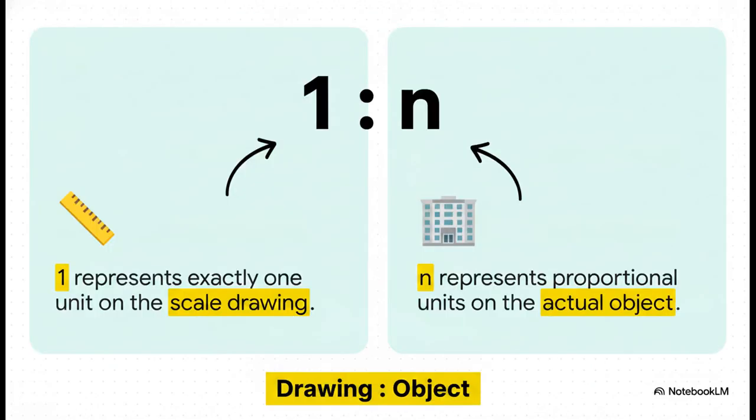It breaks down perfectly how that formula is actually split up and applied in the real world. The left side, that 1, always represents exactly 1 unit on the scale drawing itself. The right side, the n, represents how many units that equals on the actual real-world object. 1 is the drawing, n is the object. Drawing to object. Honestly, if you lock that specific order into your memory right now, the rest of this explainer is going to be an absolute breeze.